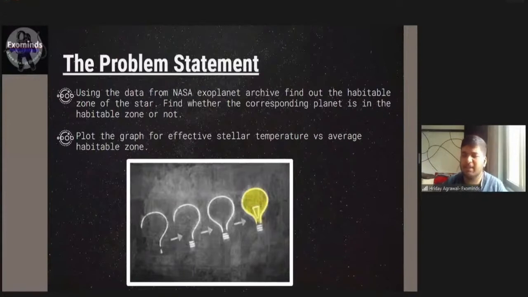So, what exactly is our problem statement? Using the data from NASA's Exoplanet Archive, we have to find out the habitable zone of the foreign star, and find whether the corresponding planet of the star is in the habitable zone or not. And then we need to plot the graph of the effective stellar temperature versus the average habitable zone. So let's see what happens next.